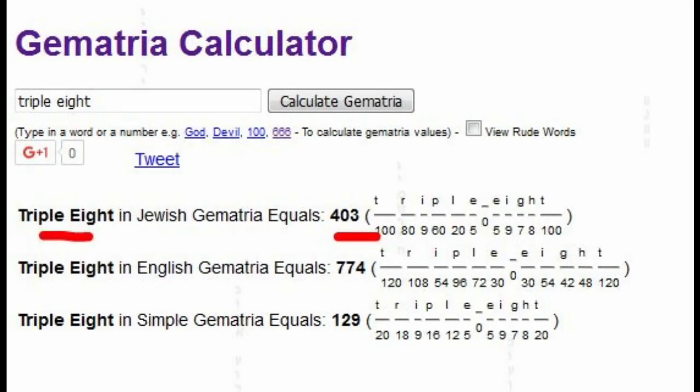Here's one that's not going to make sense to most of you yet, but it will in a minute. 888. I'll show you in a few minutes what that really means. And it's really deep. One thing it's a reference to is Donald J. Trump. I'll show you in a minute.